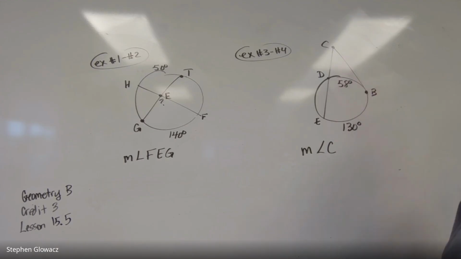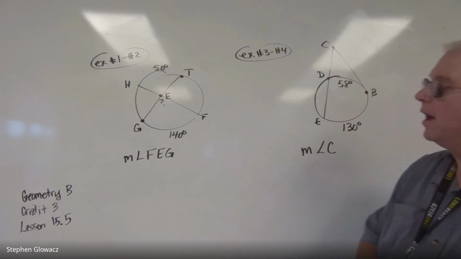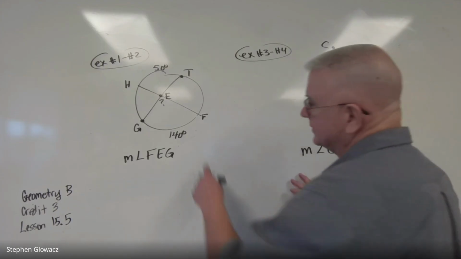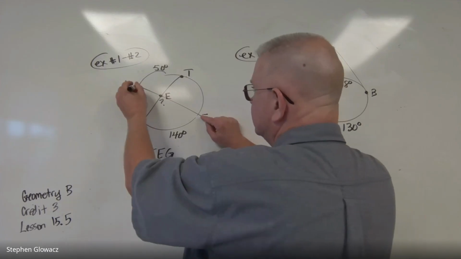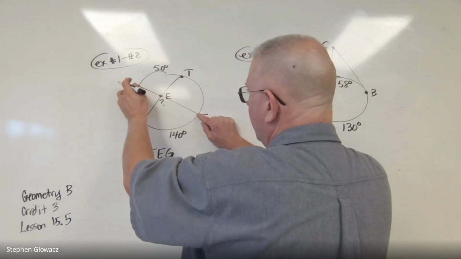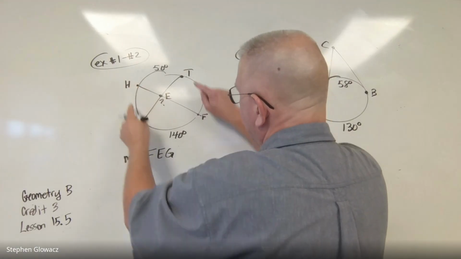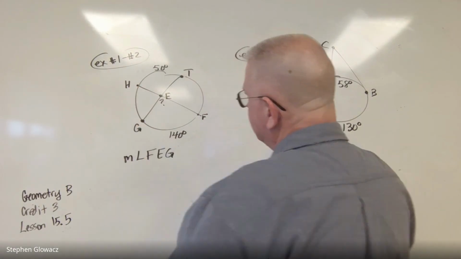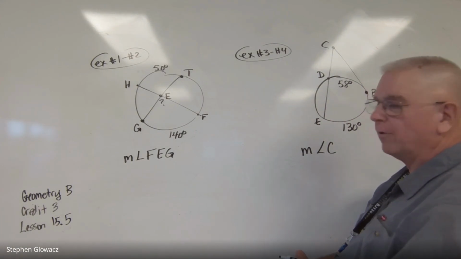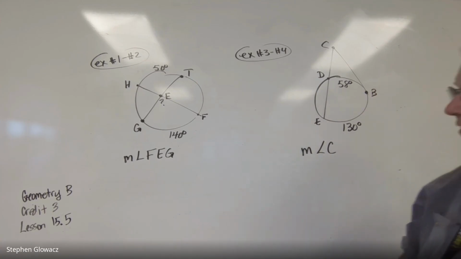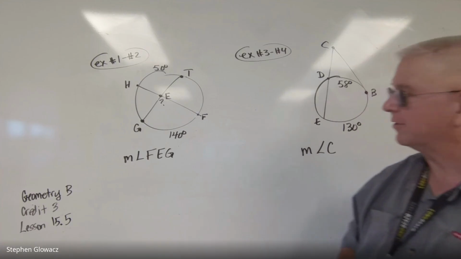All right, so for our example for 1 and 2, we have two chords. Remember, a chord is just a segment that connects 2 points on the circle, so chord HF and chord GT. And they intersect at E, but we're not told that it's at the center of the circle. In fact, it appears not to be at the center.